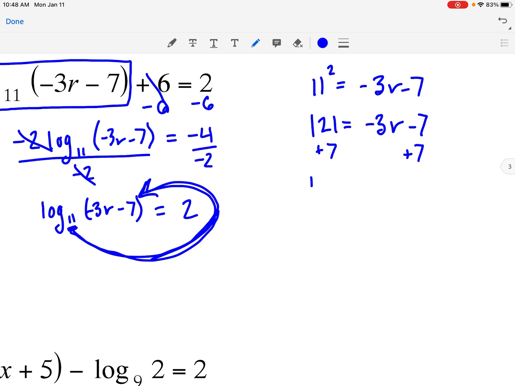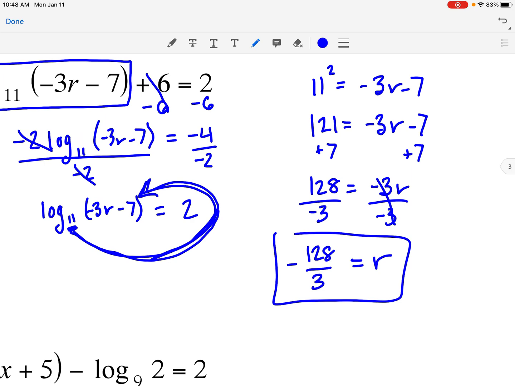So I add 7 to both sides. Equals negative 3r. Divide both sides by negative 3. And that doesn't divide evenly either, so I'm just going to leave it, and it doesn't reduce, so I'm just going to leave it as a fraction.